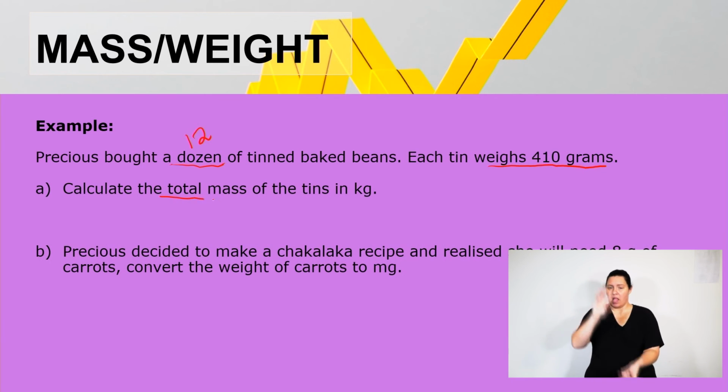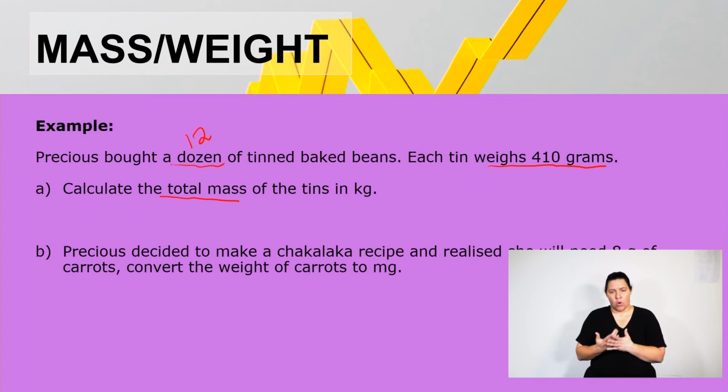Calculate the total mass. In math, total simply means you will have to add or multiply, but at the end of the day, you combine everything. Calculate the total mass of the tins, and this should be in kilograms.